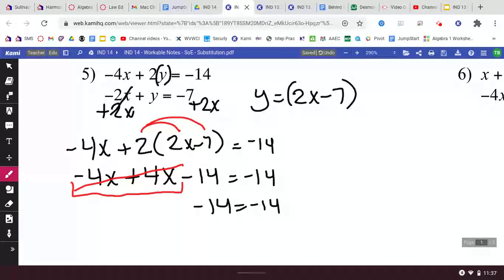All my variables are gone, which means this is a special case. Is negative 14 equal negative 14? Is that a true statement or a false statement? It's true, so the answer is that it's infinite. And that's one of my 3 options: one ordered pair, no solution, or infinite. The no solution and the infinite only happen when your x's and your y's disappear.